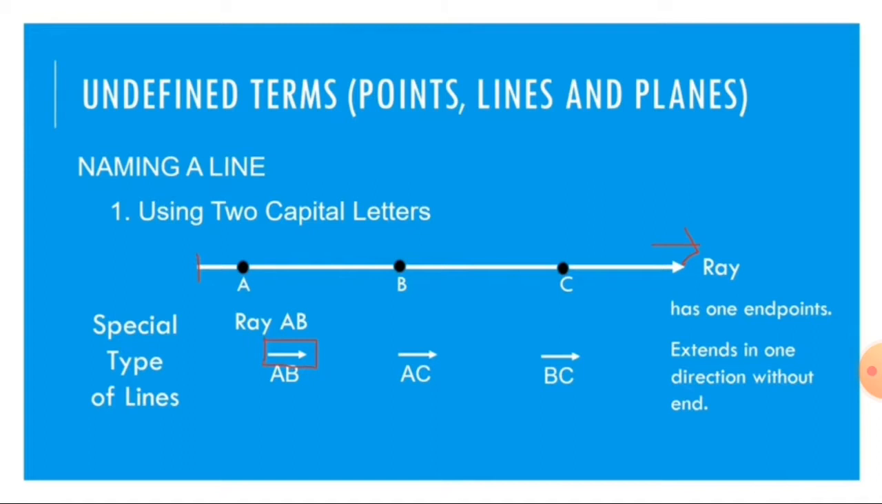Katulad ni line AB, si A ang nasa side ng endpoint, kesa si B, kasi si B naman ang nasa side ng extended point. Okay, clear? Same with this, si A ang nasa side ng endpoint, at si C ang nasa side ng extended point. So, sa third one, si B ang nasa side ng endpoint, at si C ang nasa side ng extended point. Kaya hindi pwedeng baliktad ang pagpapangalan dito. So, that's one way to name a line.